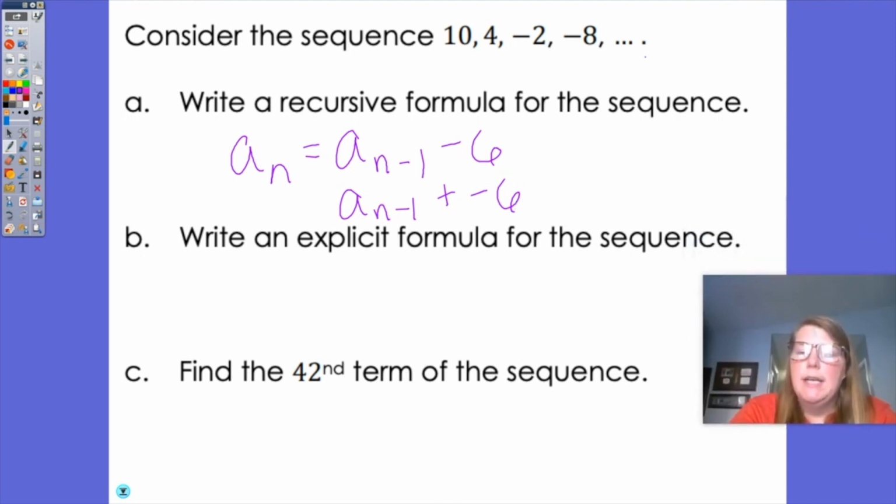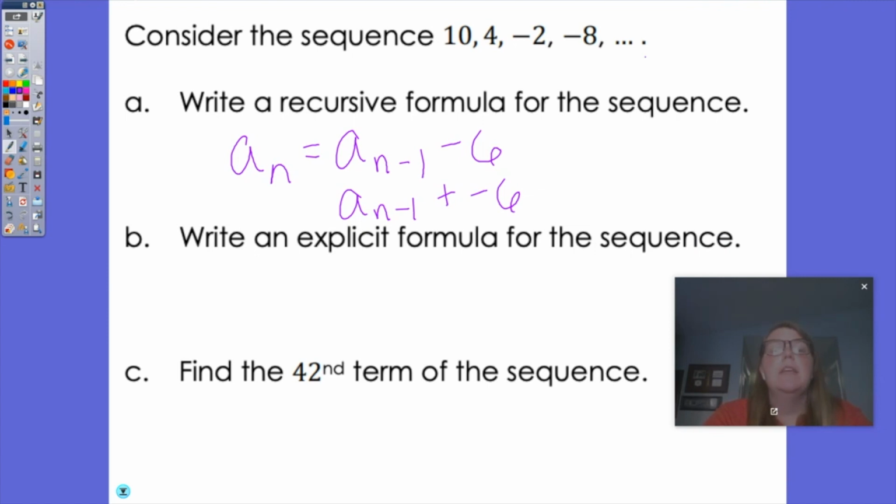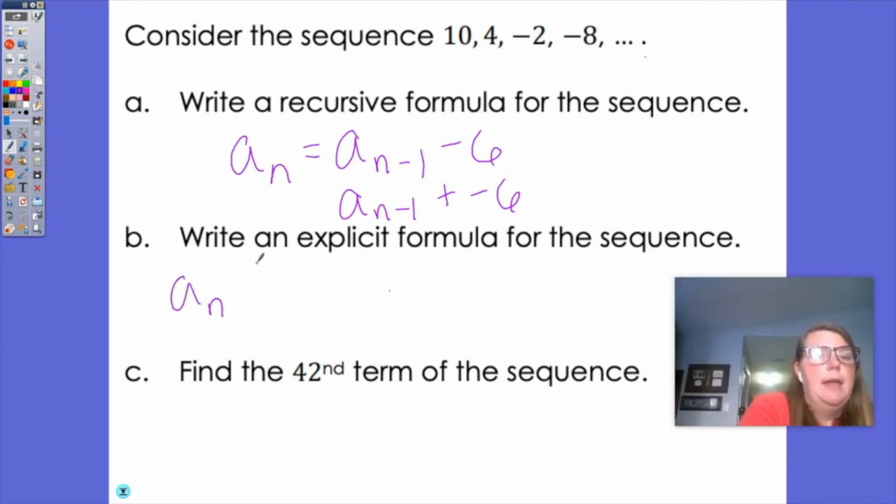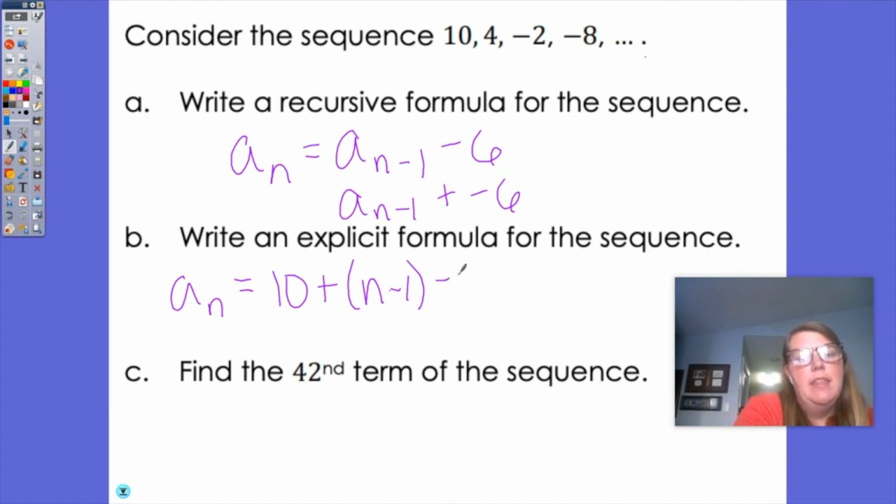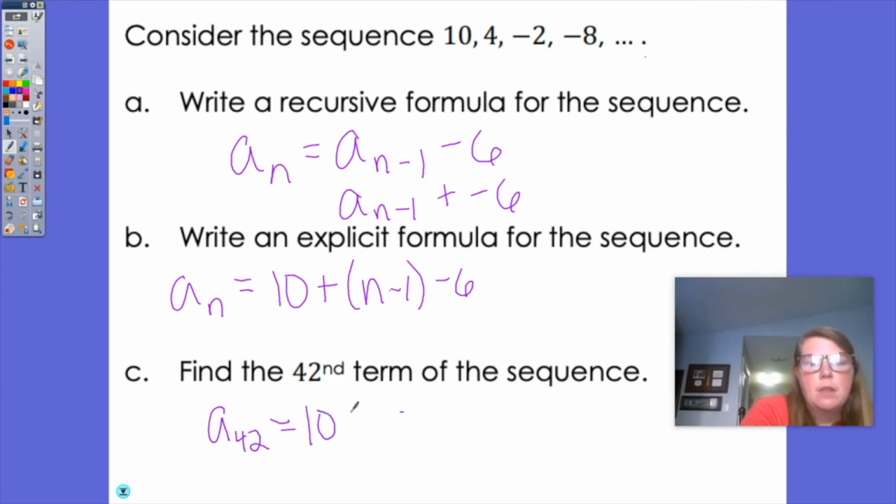That second part is asking us to find the explicit formula. So let's do that. A sub n equals our first term, which is 10, plus n minus 1 times that minus or -6. And then part C is actually asking us to find a term in the sequence. We're trying to find that 42nd term. So A42 equals 10 plus 42 minus 1 times -6.